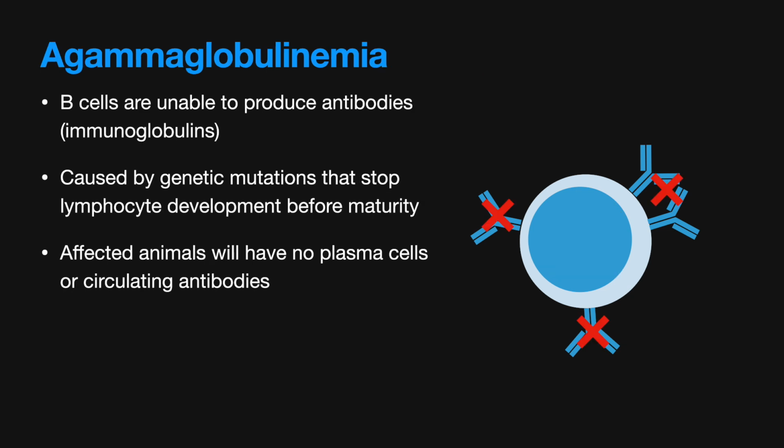Agammaglobulinemia is a condition where the B cells are unable to produce antibodies, which are also known as immunoglobulins. This condition is typically caused by genetic mutations that stop lymphocyte development, preventing B cells from developing into plasma cells that are able to produce antibodies. Therefore, affected animals will have no plasma cells or circulating antibodies on blood work.